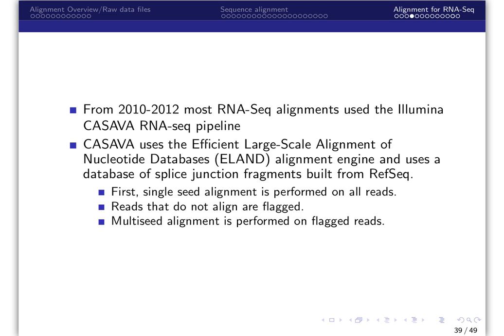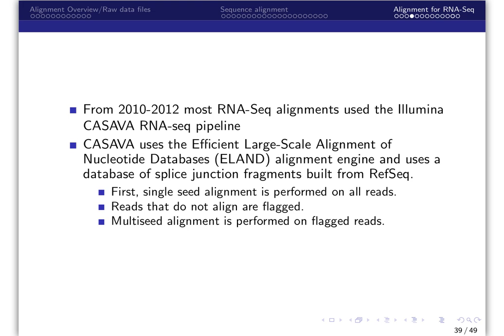A commonly used approach when RNA sequencing assays were first introduced was Illumina's Cassava RNA-seq pipeline, which uses the Efficient Large-Scale Alignment of Nucleotide Databases, or ELAND, for sequence alignment. First, ELAND determines the positions in the genome to which read substrings, which are seeds of 16 to 32 base pairs, match with a maximum of 2 errors in a process called single seed alignment. The best alignment for that seed is picked using alignment scores. Reads that do not align are flagged, and multi-seed alignment is performed on those flagged reads.